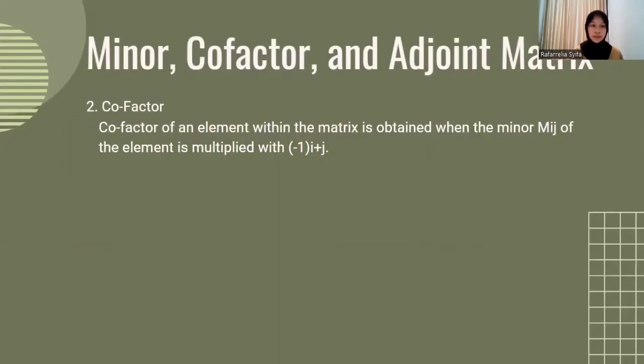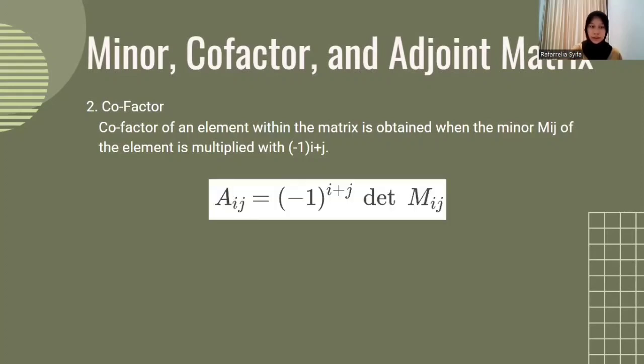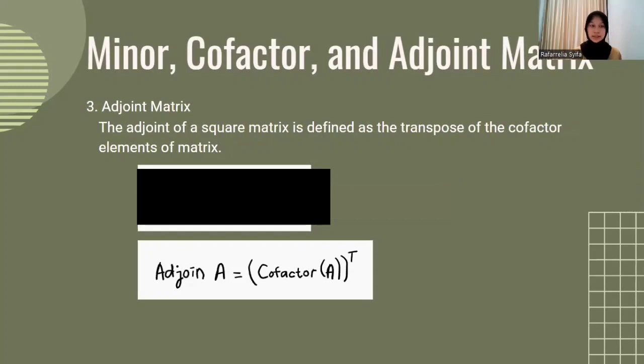Next, cofactor. The cofactor of an element within the matrix is obtained when the minor M of the row and column of the element is multiplied with minus 1 to the power of i plus j. And here's the formula of the cofactor. Last, adjoint matrix. The adjoint of a square matrix is defined as the transpose of the cofactor elements of the matrix. And here's the formula.